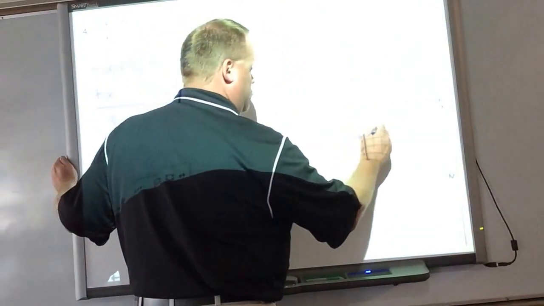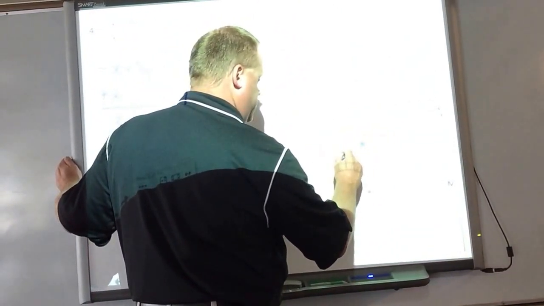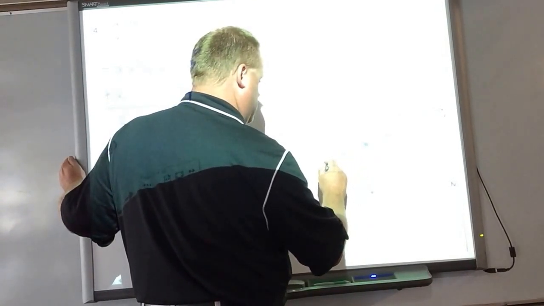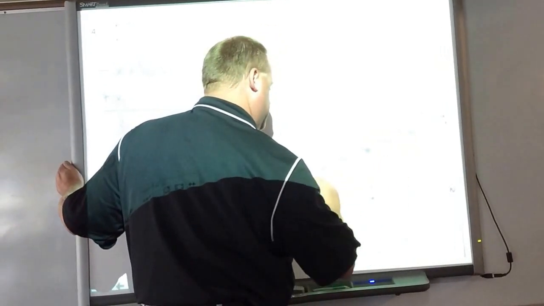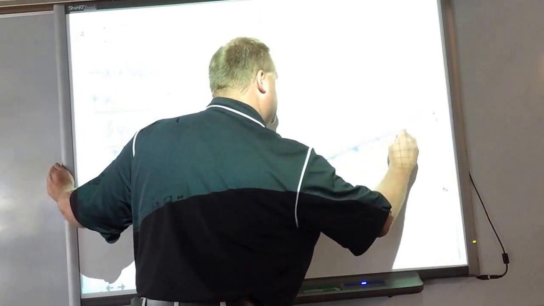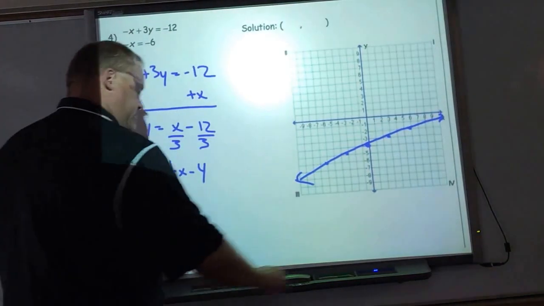So up 1 over 3, down 1 over 3. I'll do that again. There. Up 1 over 3. And this time I might be able to get a straighter line. Give myself some more points to hit. And there we go. All right.